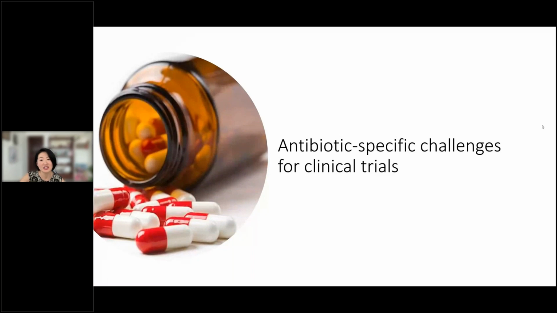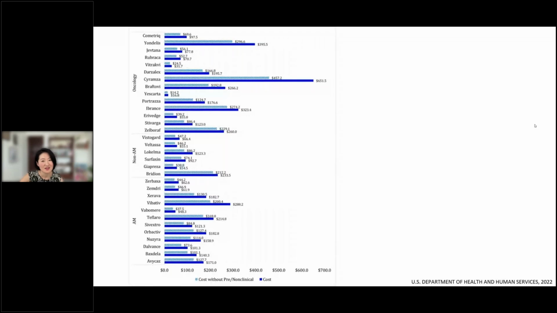We went through the key principles for phase 1 to 3 trials for novel antibiotics and introduced some challenges through real-world examples. In the subsequent section, we'll go in depth into some of these challenges specific to antibiotics. So the first issue we cannot avoid mentioning is profit.